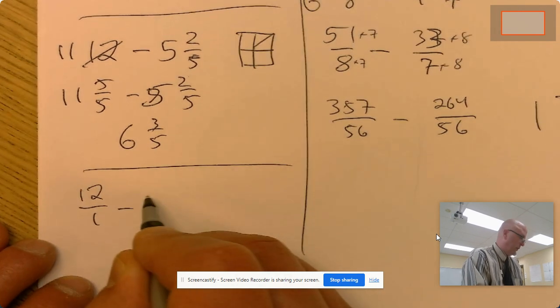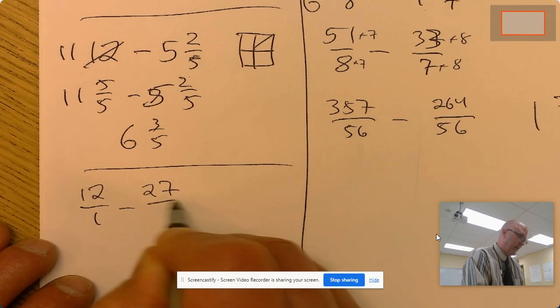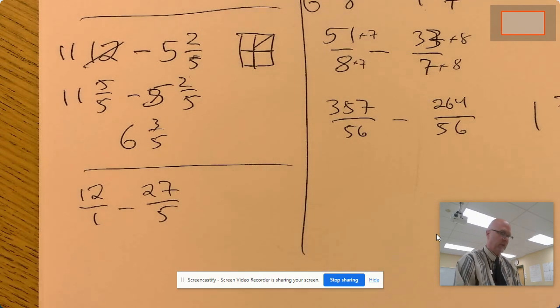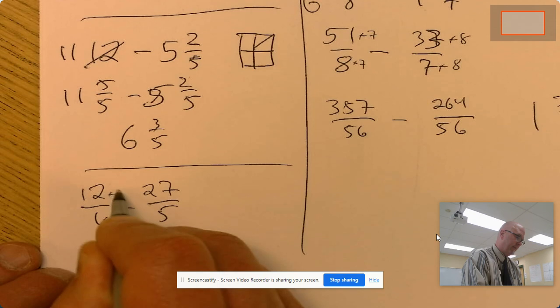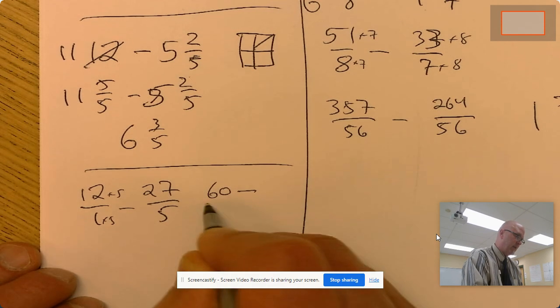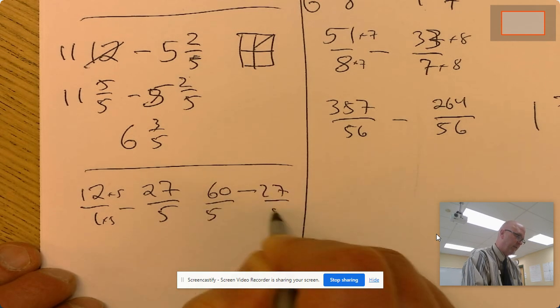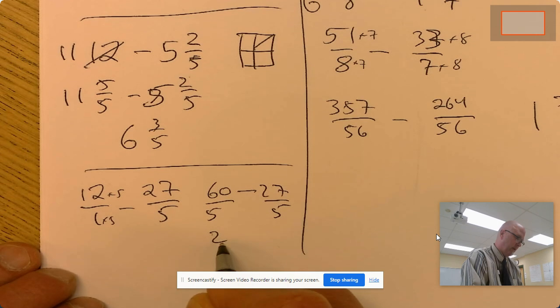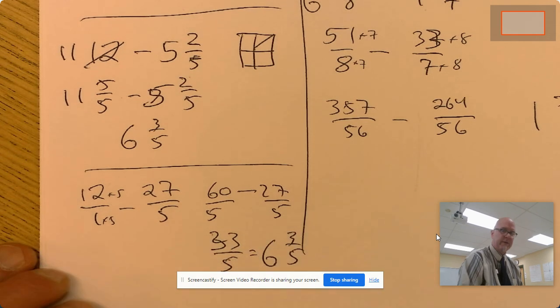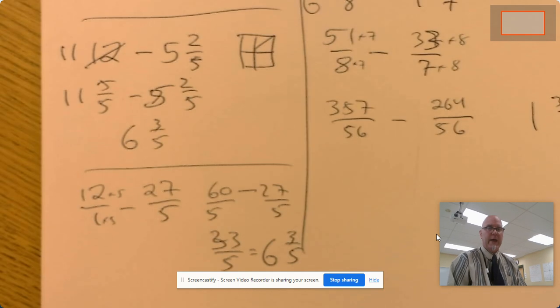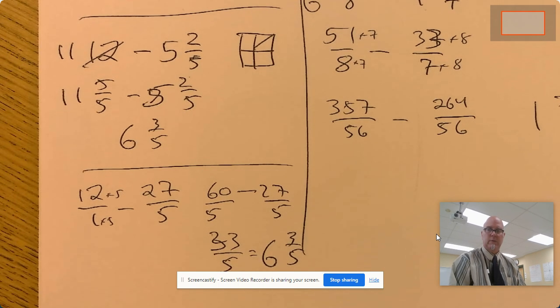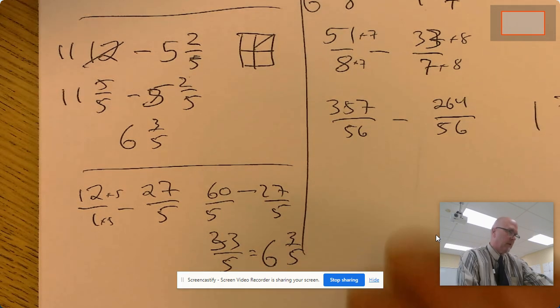I can just write this as 12 over 1, and I can change my 5 and 2/5 to 27 over 5. Then I can multiply by 5 and 5, and I will get 60 over 5 and 27 over 5, which turns out to be 33 over 5, which turns into 6 and 3/5. So you don't have to do the borrowing way if you don't want to. It does come in handy in certain situations, specifically on the MyMathLab. Okay, that is it for fractions on MyMathLab.